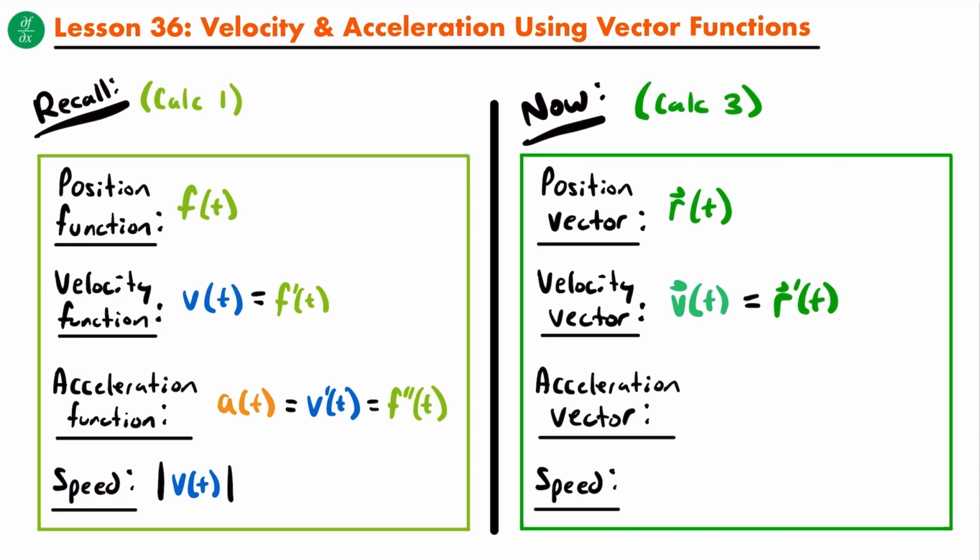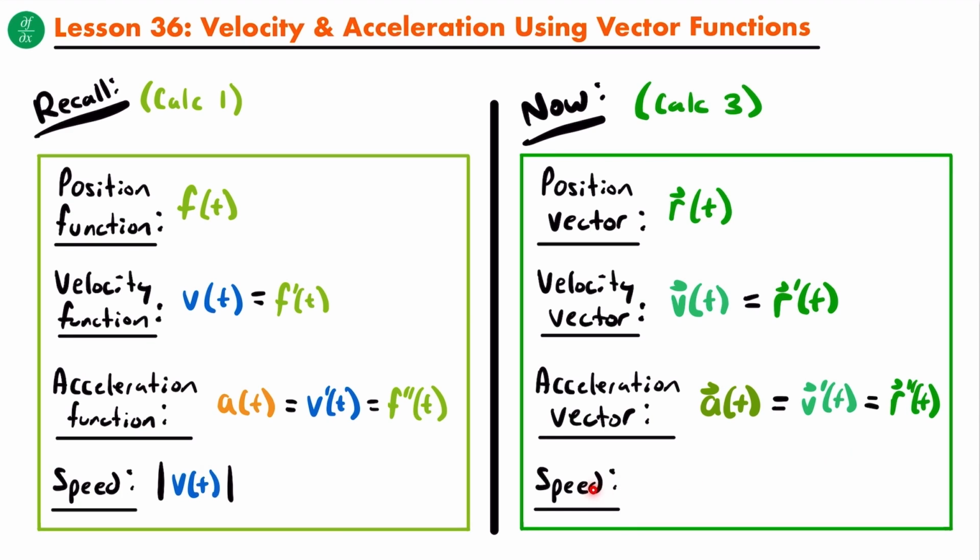And then once again, just like in Calculus 1, we can take the derivative of the velocity function to get the acceleration function. In Calc 3, we can take the derivative of the velocity vector to get the acceleration vector. We represent the acceleration vector with the vector function a of t, and a of t would be equal to the derivative of the velocity vector, so you'd have v prime of t, and the second derivative of the position vector, so you'd have r double prime of t.